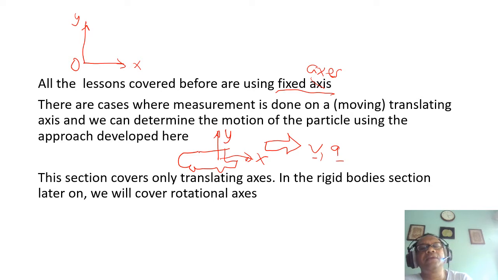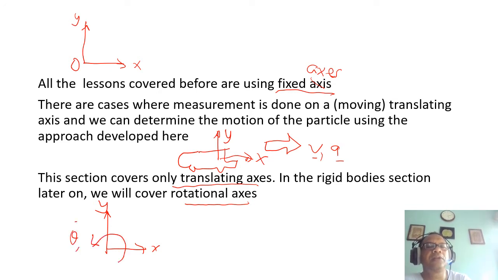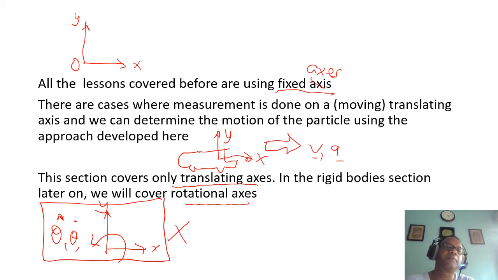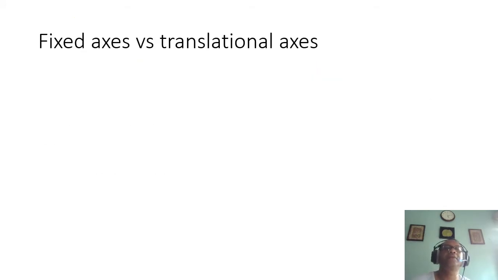This section only covers translating axis, but later on in the rigid body section, we will cover the rotational axis. Rotational axis is when x and y are not only translating, but also rotating at the speed of theta dot, and it has its own angular acceleration. We will cover that much later on when we consider the rigid body. So that is fixed axis versus translating axis, which we have covered before.